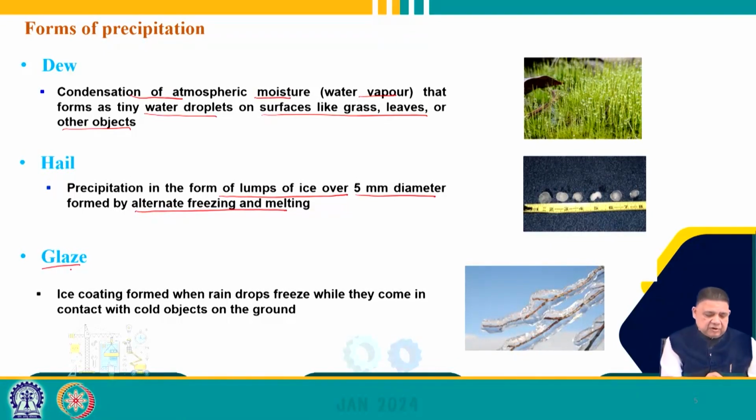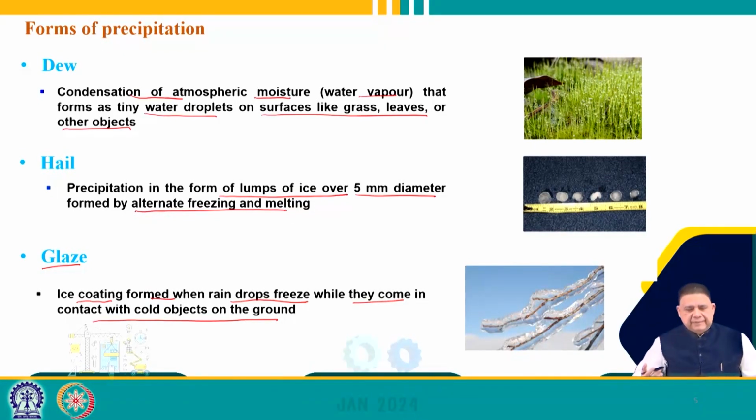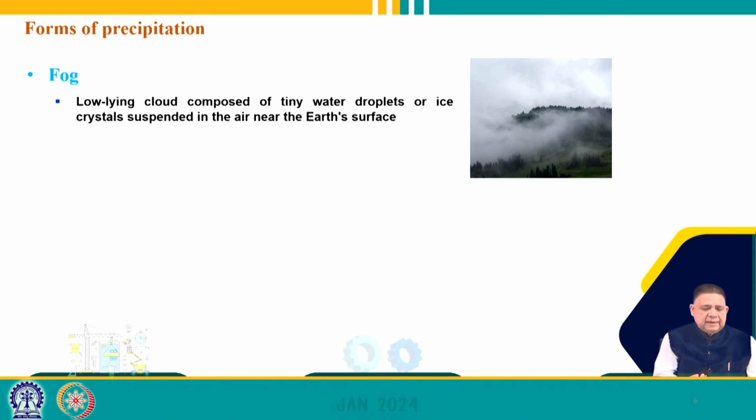Then glaze is again very common in the colder places, where an ice coating is formed when raindrops freeze while they come in contact with cold objects on the ground. So, basically if you are at a colder place, and you go outside during winter season, you will find that most of the metallic objects will have some kind of ice formation, and that is nothing but glaze.